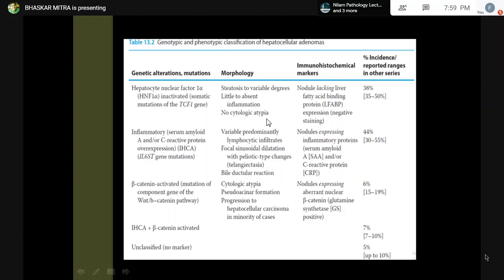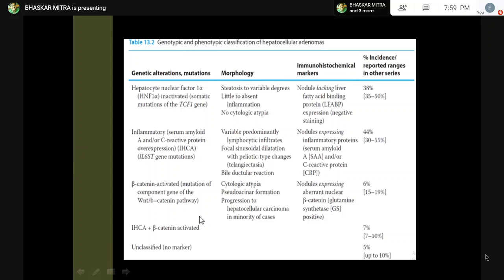In the inflammatory one, as the name suggests, there is a very prominent lymphocytic infiltrate and an increase in sinusoidal dilatation, giving rise to peliotic type changes in the liver and showing telangiectasia. There may be bile ductular reaction. There may be overexpression of inflammatory proteins like C-reactive protein and serum amyloid associated proteins.